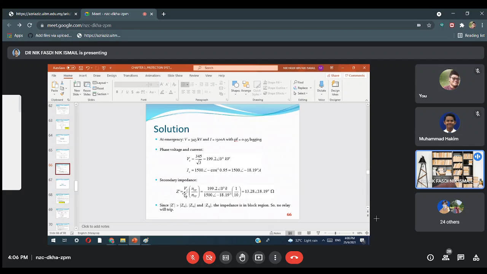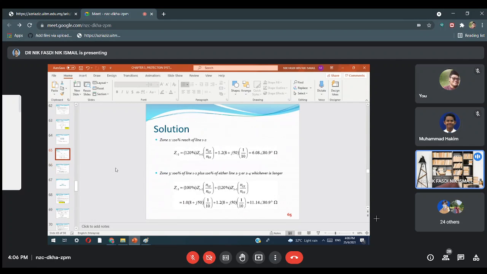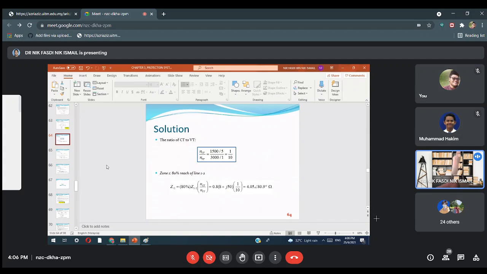So we substitute all the components. Then you have 13.28. Angle minus angle tak penting lah, yang penting the magnitude. So see, the Z prime magnitude is greater than ZR1, ZR2 and ZR3. Betul tak? 13.28. Kalau you look at here, ZR3 11, 6. This one 4, betul lah?